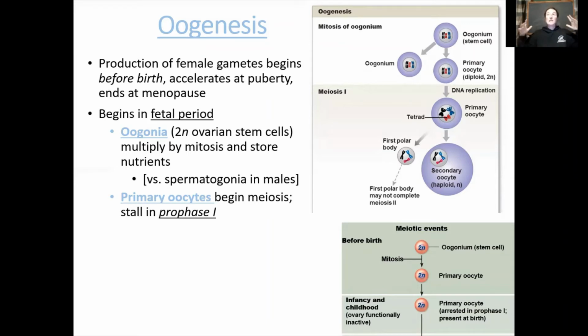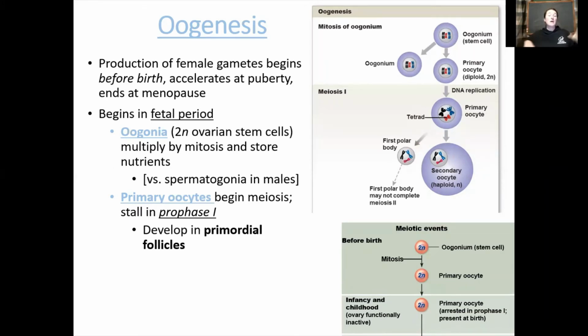We still have the whole crossing over portion, so synapses and mixing of those genes from grandma and grandpa. We still have the lining up of the metaphase plate. We still have all those things that happen in a male. But in females, prophase 1 is going to begin. Here we can see the copies of DNA. But then it stops. It begins, but then pauses in the very first stage of meiosis 1. These primary oocytes are going to be arrested within this phase. That is, they're going to be frozen in time.